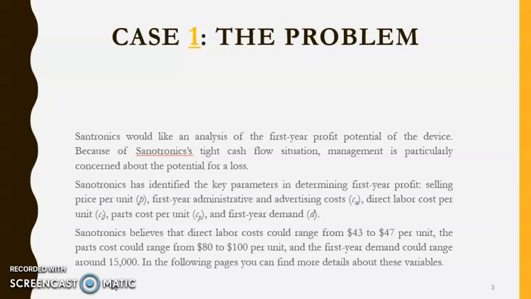Okay, my friends, not the most, but it is an important thing here that I want to attract your attention to. See price per unit, and this administrative cost, direct labor cost, and parts cost, and demand. 1, 2, 3, 4, 5 items here we have to include in our simulation model, and finally to decide it.